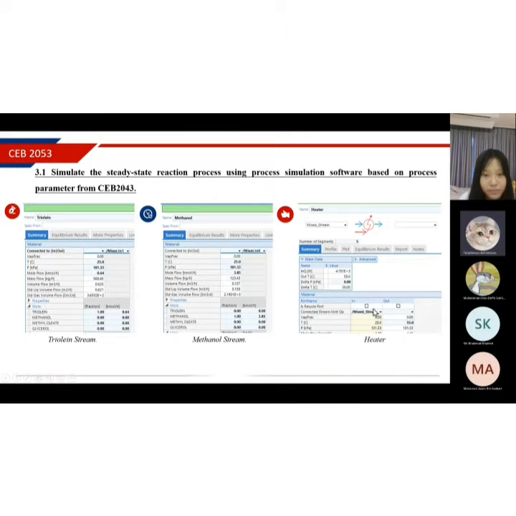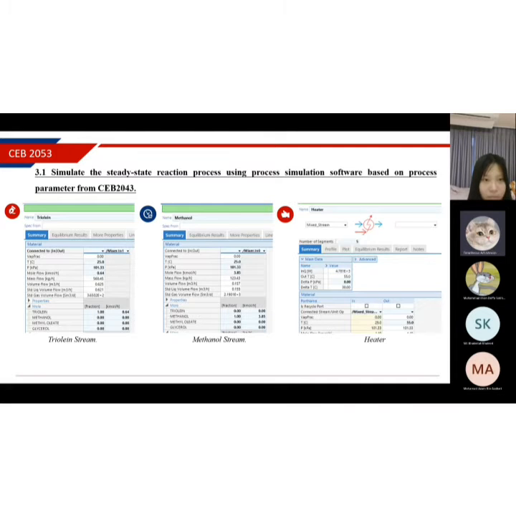Alright, thank you, Ying. So basically in this part, we are required to simulate the process from reaction engineering by using Symmetry. Firstly, we have used NRTL as our property package as our reactants are in liquid phase. We have connected 2 streams, which were methanol and triolein, to a mixer, and in the triolein stream, we have inserted the temperature value as 25, pressure as 1 atm, and mole flow as 0.64. And this value has been obtained from the reaction engineering.